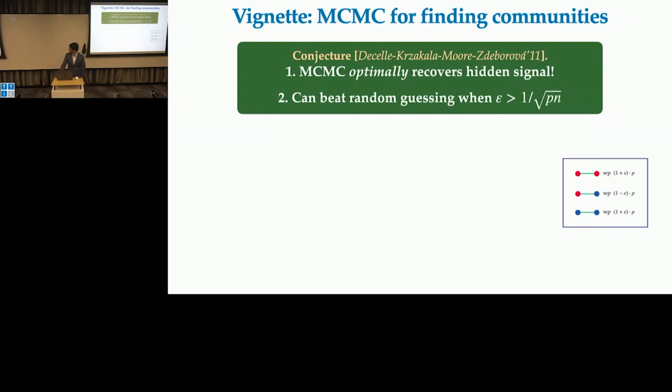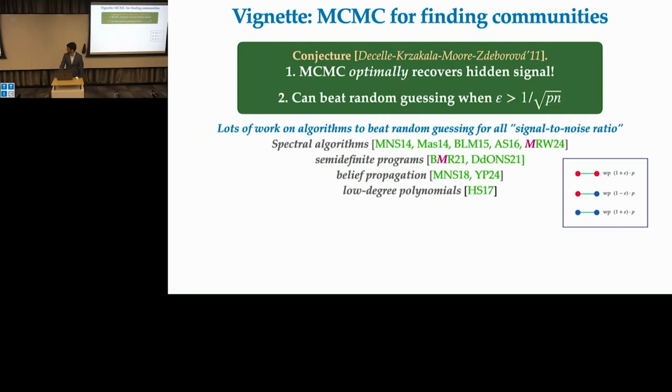Okay, so once they made this conjecture, there was a lot of work on designing algorithms that could beat random guessing in the entire parameter regime given by number 2. And people studied spectral algorithms, SDPs, belief propagation, low degree polynomials, and such for this task. In particular, this conjecture attracted a lot of attention. But despite all this work, there was no result for the natural Markov chain.